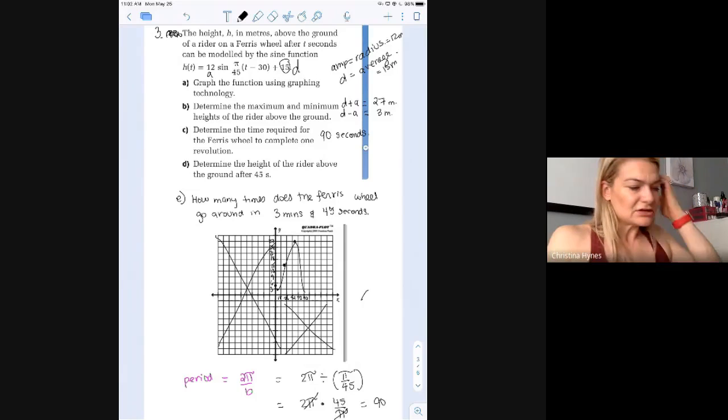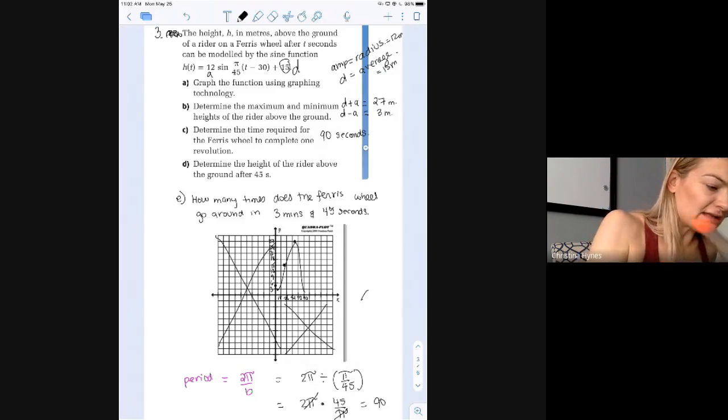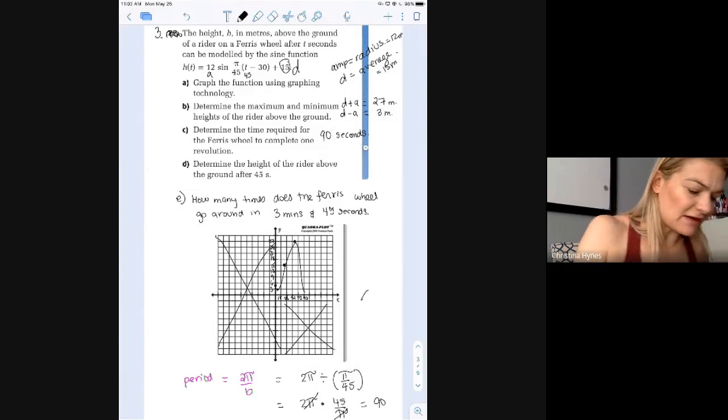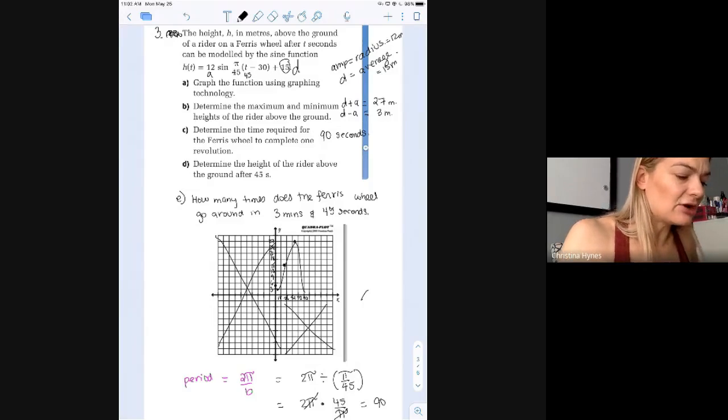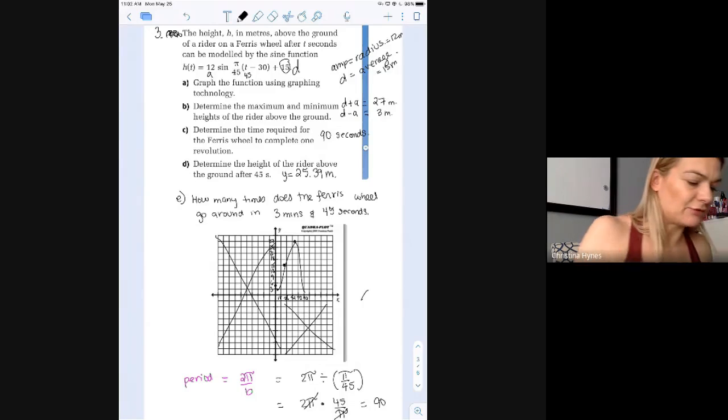Okay. So once you have this sketch, they also want you to determine the height of the rider above the ground after 45 seconds. So this is where you can either put t as 45 seconds. So you can replace t with 45 seconds, put that into your calculator and calculate it, or with your graphing calculator, you can always press trace 45, enter. So when I do that, I know that my y height is going to be about 25.39 meters above the ground.